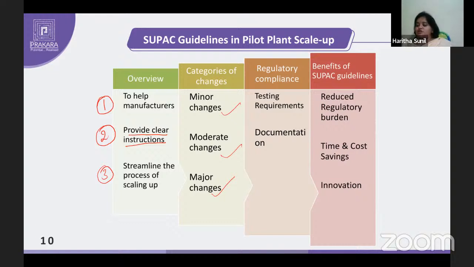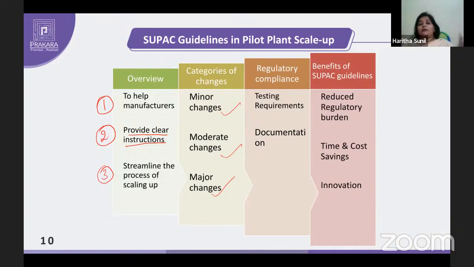And major changes include changing the type of the granulator which is used in the process, or even switching from wet granulation to dry granulation. Obviously, you must have done this in your 5th semester industrial pharmacy one. You must have prepared the tablets. You know how to do the wet granulation and dry granulation.